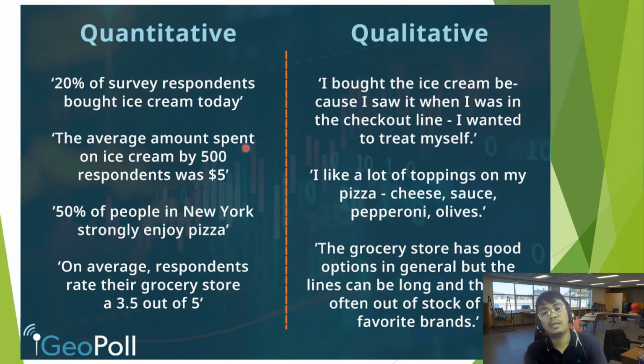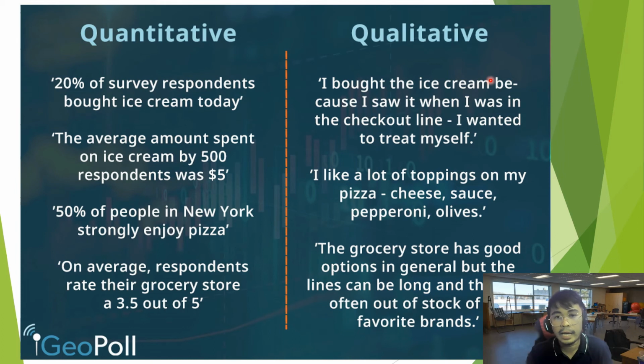Okay, these are specific examples for quantitative and qualitative data. For example, 20% of survey respondents bought ice cream today. That's quantitative. Why is that? Because you have a figure here, 20% of your respondents. While this one is more on qualitative data. Well, why is that? Because you won't see any numbers or figures here, right?